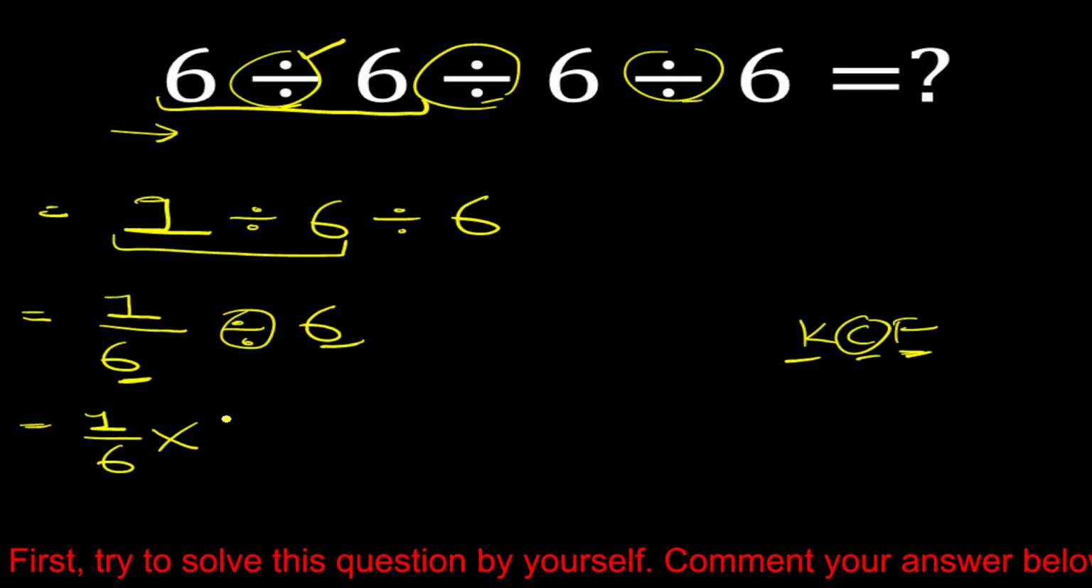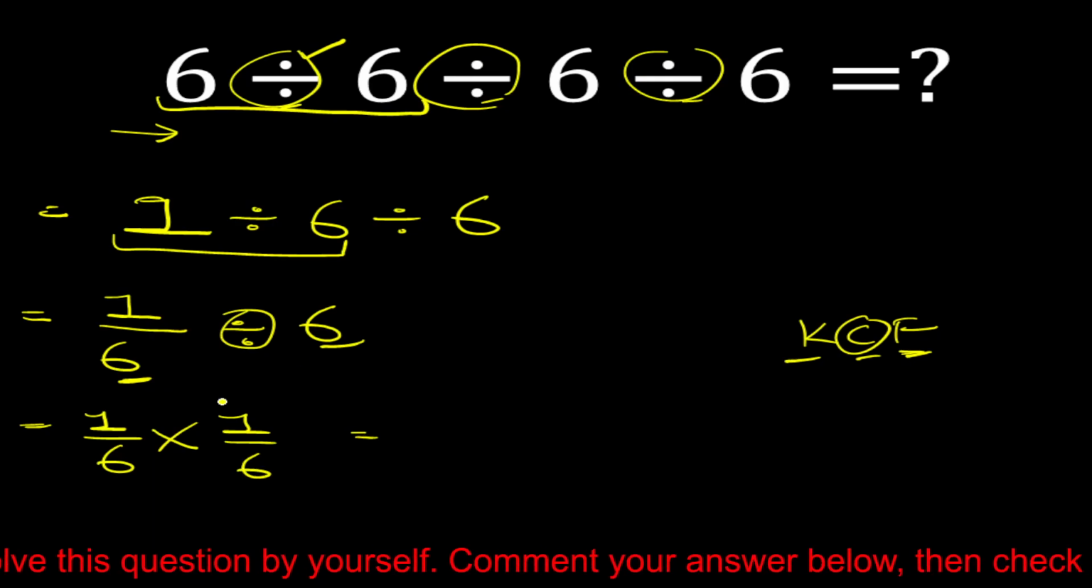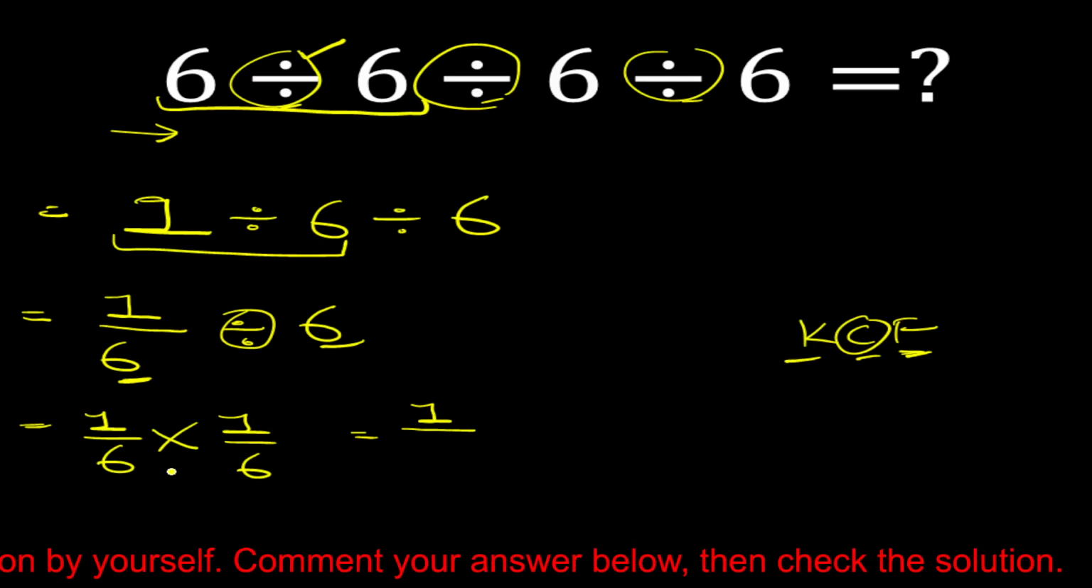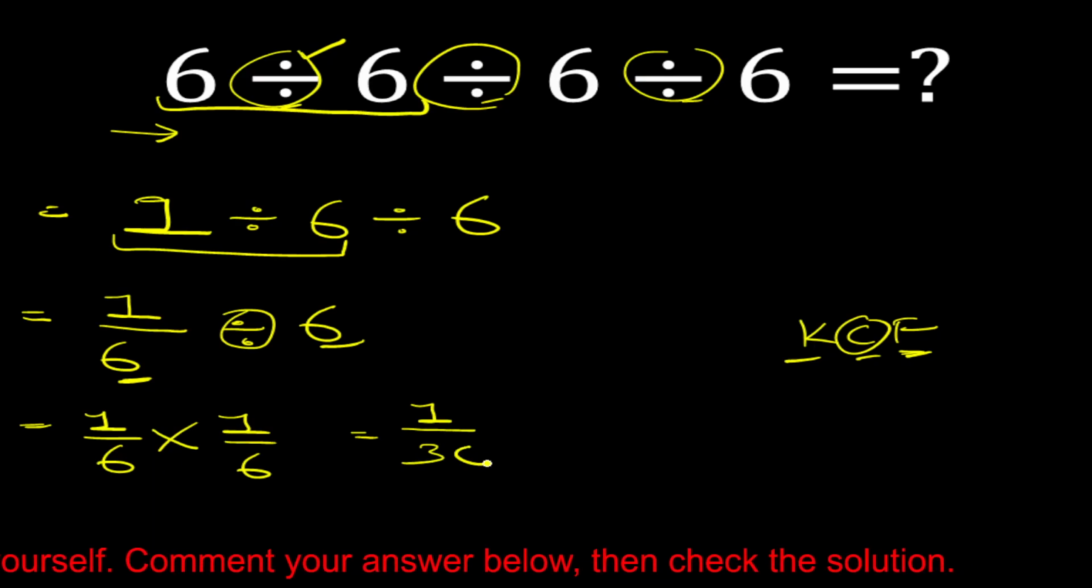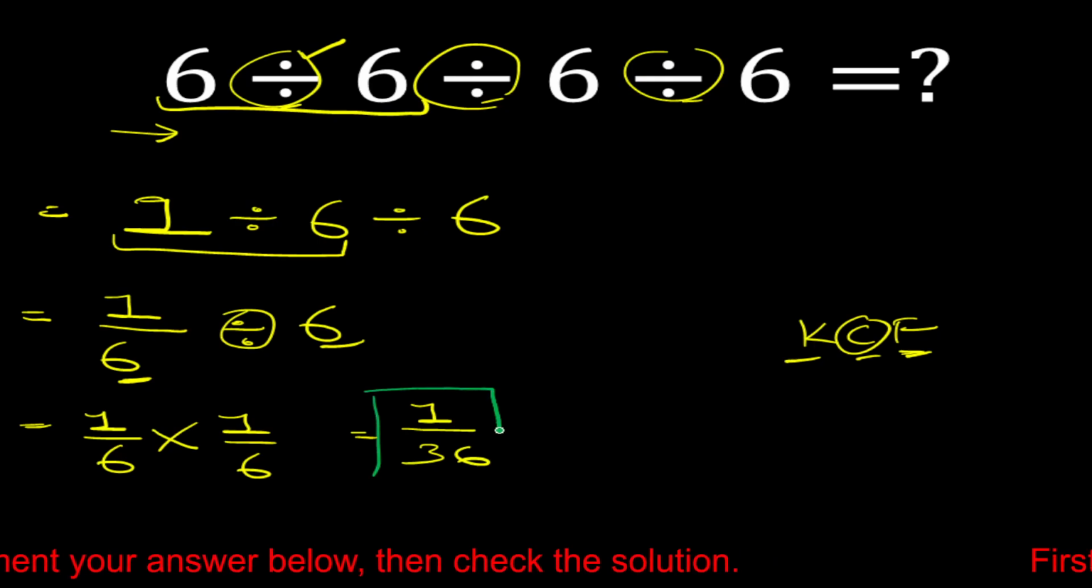So flip this 6, so 1 by 6 is equal to 1 multiply 1 is equal to 1. 6 multiply 6 is equal to 36. Therefore 1 by 36 is the correct answer.